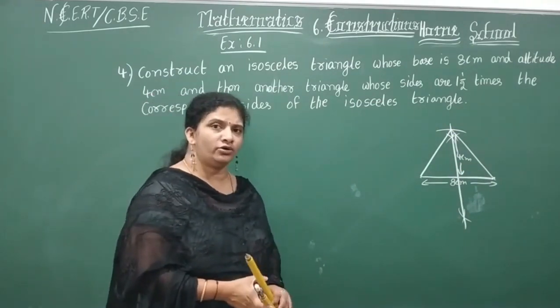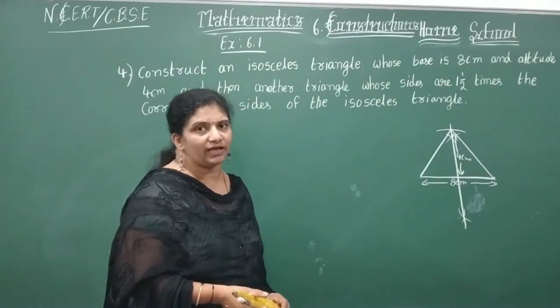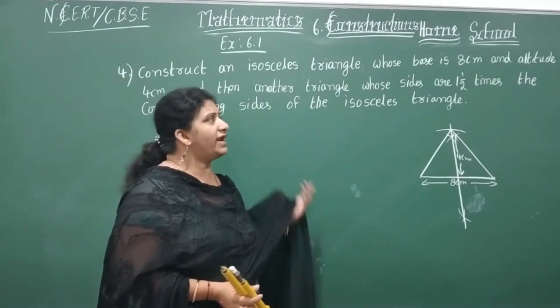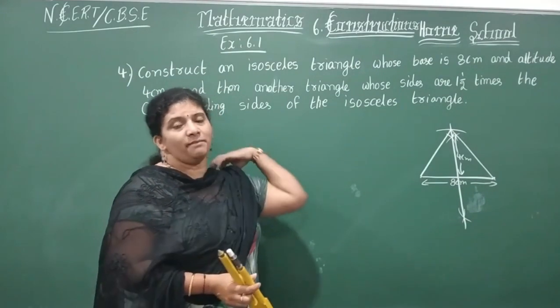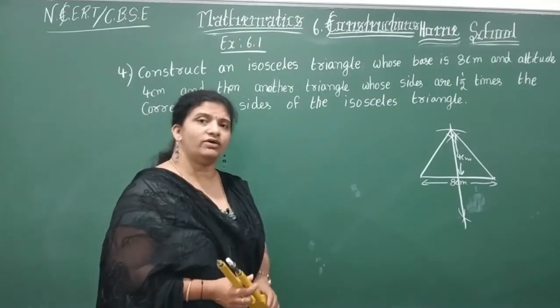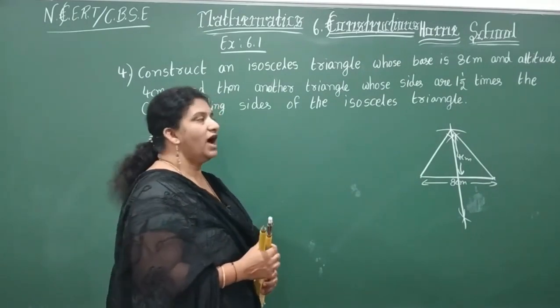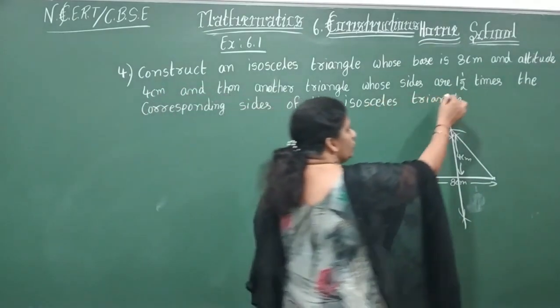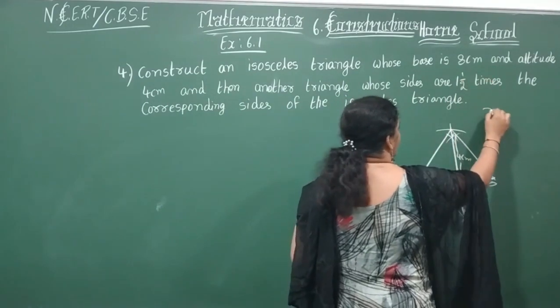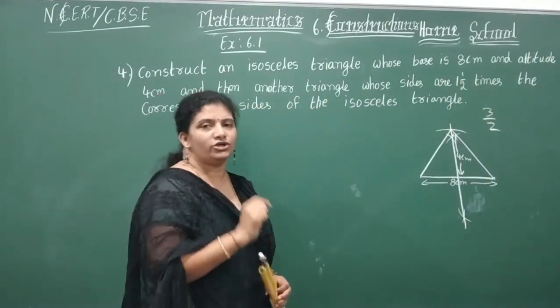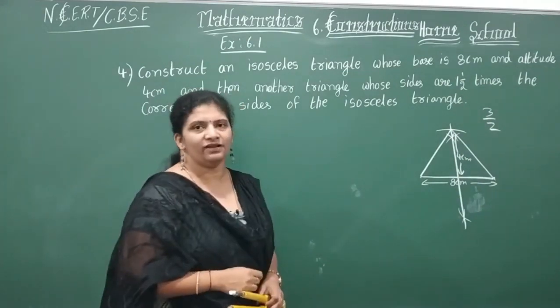Now what do you need to do? You need to draw a similar triangle which is in the ratio 1.5. What is 1.5 here? That is a mixed fraction, right? Convert that mixed fraction into an improper fraction. How will you convert, children, here? 2 into 1 is 2, 2 plus 1 will be 3 by 2. In that ratio, you need to draw another similar triangle.